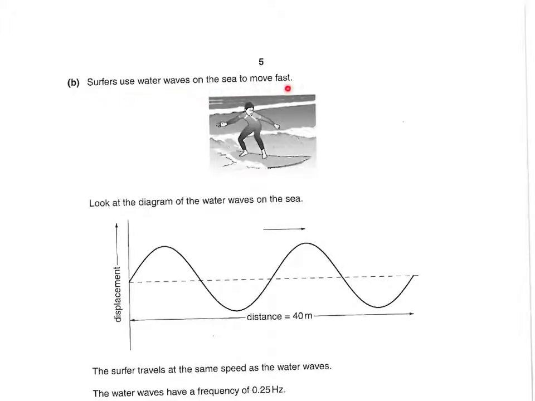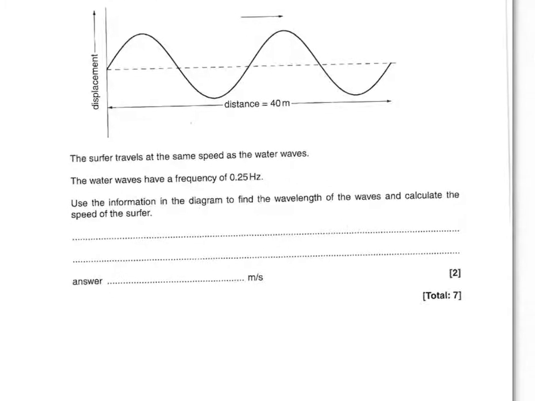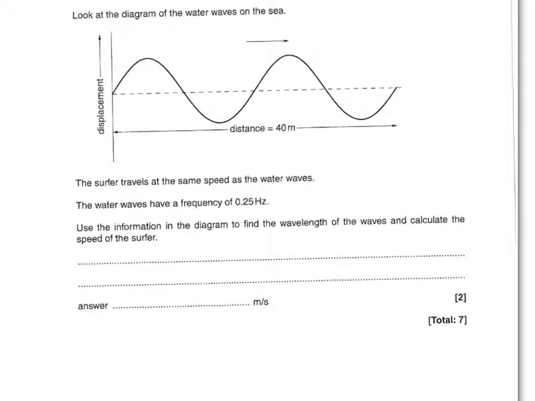Surfers use water waves on the sea to move fast. Look at the diagram of the water waves on the sea. There it is. So the surfer travels at the same speed as the water waves. The water waves have a frequency of 0.25 Hz. Use the information in the diagram to find the wavelength of the waves and calculate the speed of the surfer.